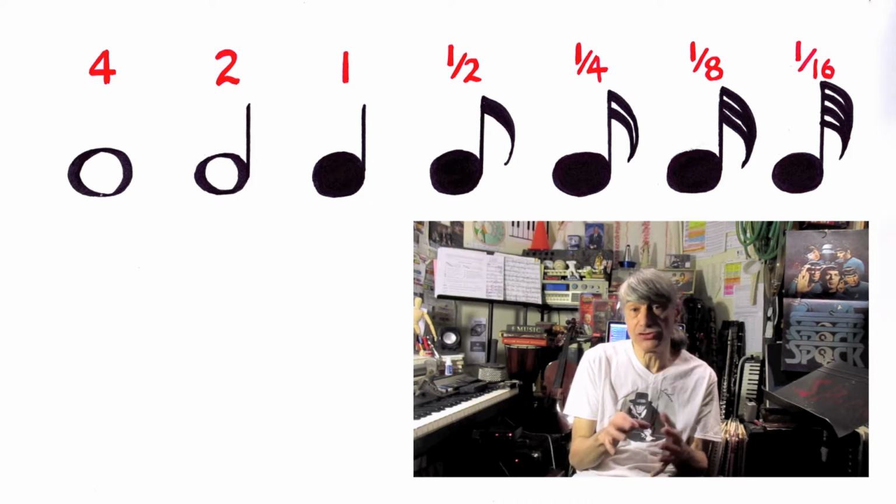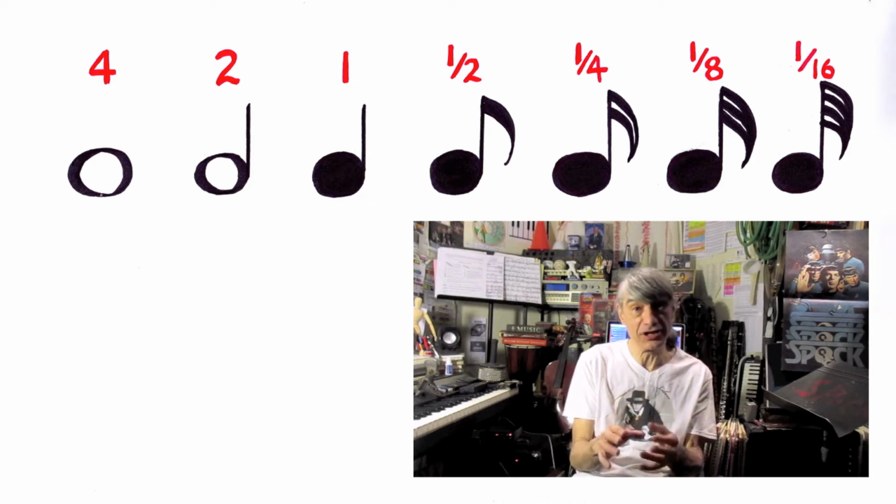We've also looked at how the shape of the note has to do with its duration. If it's just the head, the oval shape, then it is worth, under normal circumstances, 4 beats. If we put a stem on it, that turns it into 2 beats.